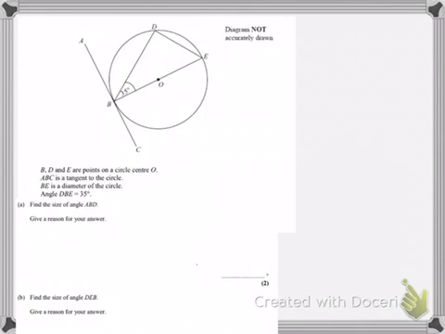Okay, this one uses the alternate segment theorem, which is the very last rule. So we're asked to find the size of angle ABD. The first part is just the radius and tangent meet at 90 degrees. Well, if we know that that's 35, then the rest of this is 90 minus 35. So ABD is 55 degrees.